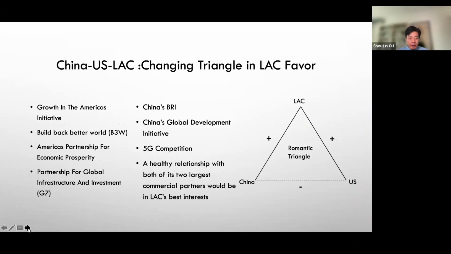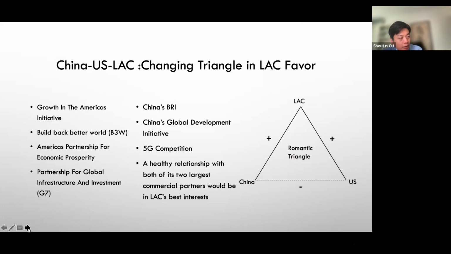China, US, Latin America. So the changing triangle is in Latin America's favor. This is my personal opinion. And also, it's very interesting that one month ago we had a meeting with Chinese Latin America scholars. We had an online meeting because of the pandemic. So online is more convenient.